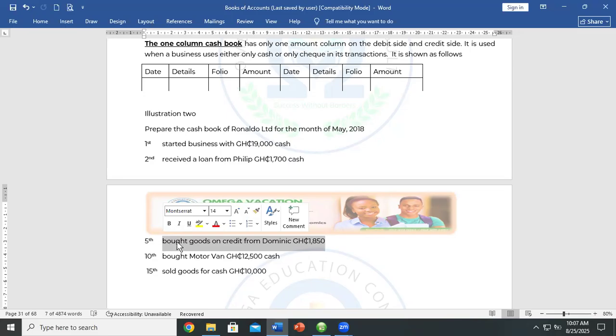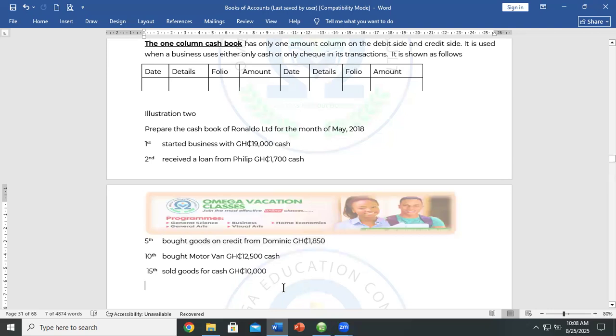So yes, it will not be in the cash book simply because this is a credit transaction. It doesn't involve cash or check, right? Okay. So this transaction will be ignored when you are preparing the cash book. Let's look at how you prepare this cash book.